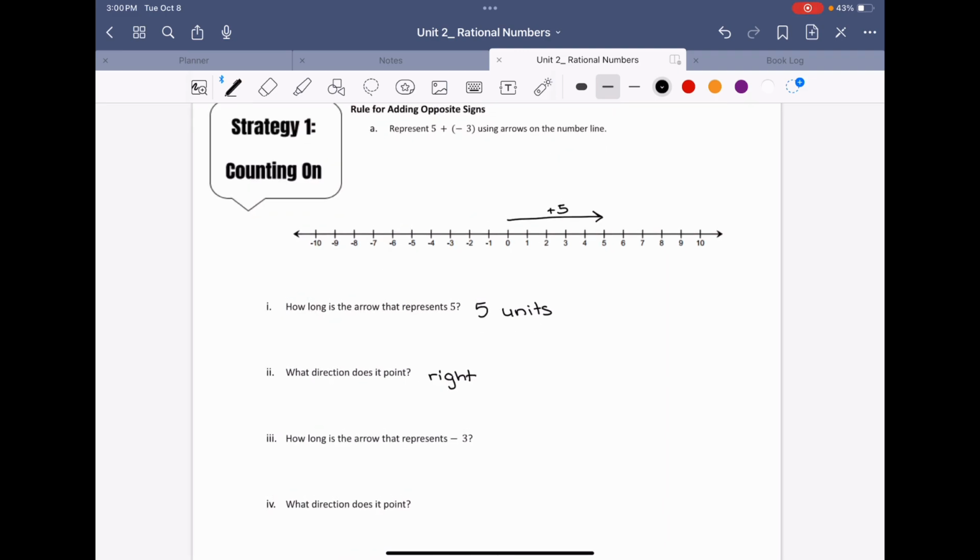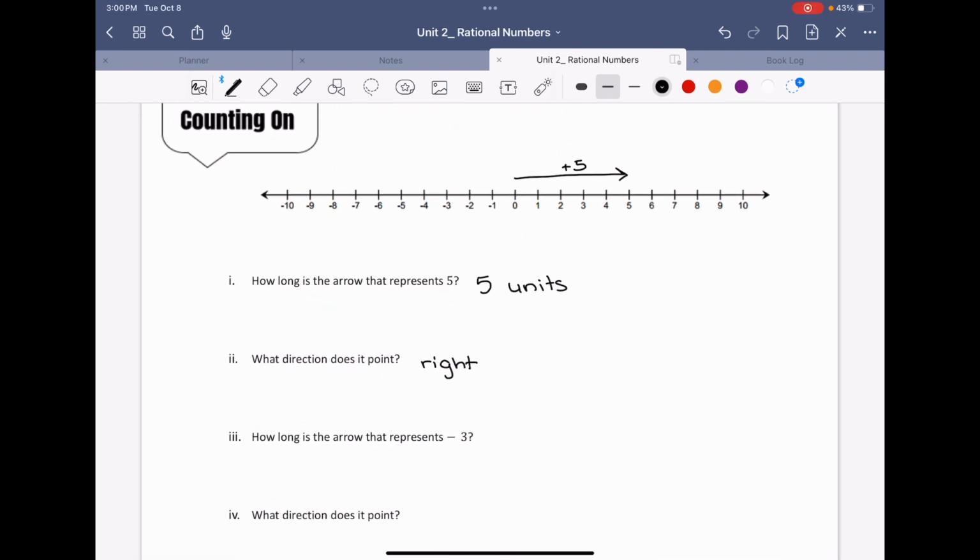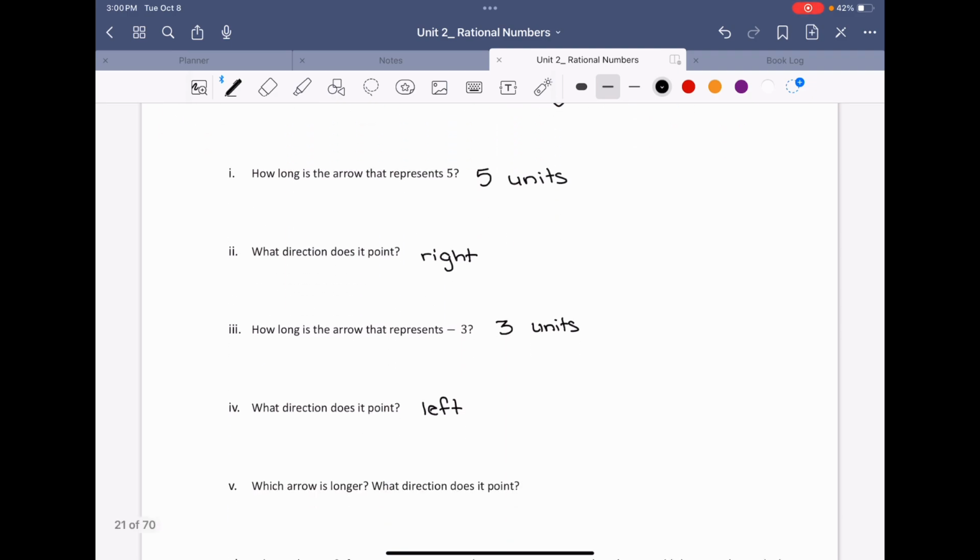Then it says, how long is the arrow that represents -3? Well, it's going to be 3 units, but it's going to go in the opposite direction. So 3 units to the left. And I'm going to graph that. Remember, I'm not starting back at 0. I'm starting where 5 is, so where my last arrow ended. So 3 in the opposite direction. So -3. I end at +2.